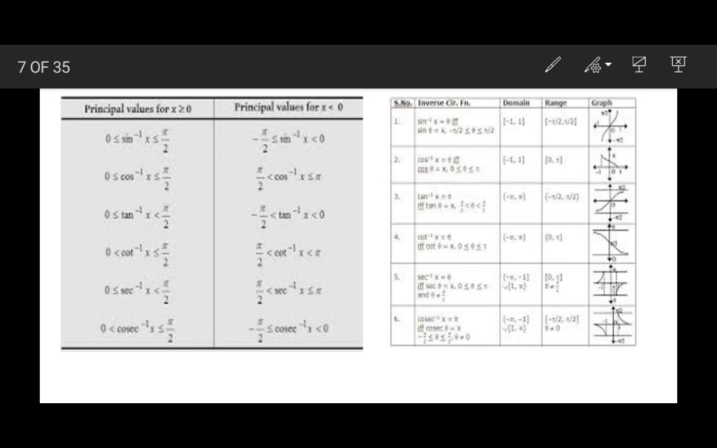In the previous video we had seen the definition of inverse trigonometric function, right? How to define inverse trigonometric function. Then we had also seen the range and domain of inverse trigonometric function. Then we had also discussed the principal values of inverse trigonometric function, how to define the principal value. What do we mean by principal value of inverse trigonometric function?